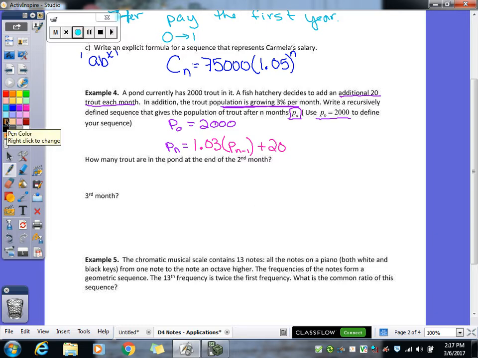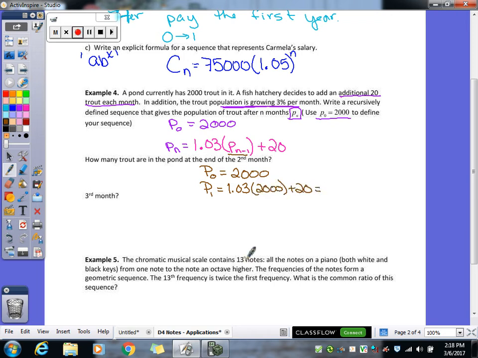So they want to know how many trout are in the pond at the end of the second month. Since we have a recursive formula, as we know, we have to figure out the terms before it. So month 1 is going to be 1.03 times my previous month of 2,000.